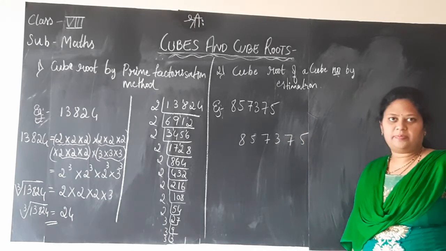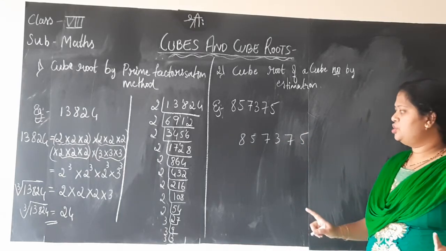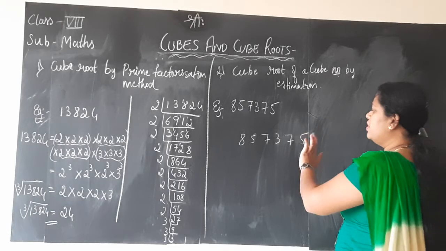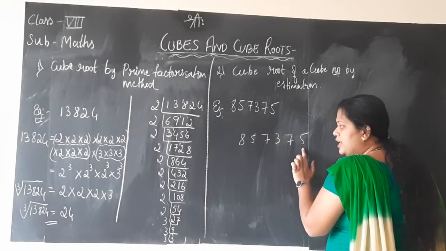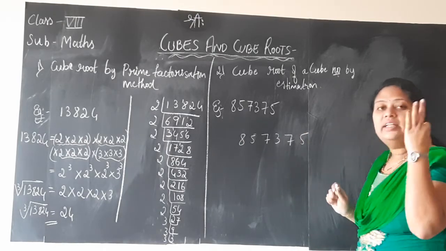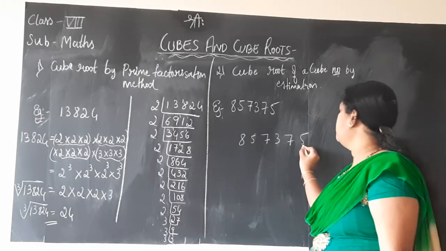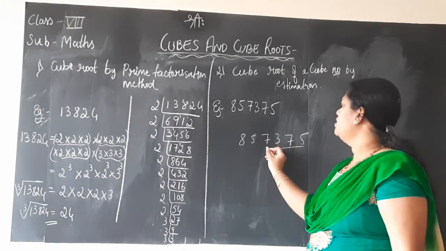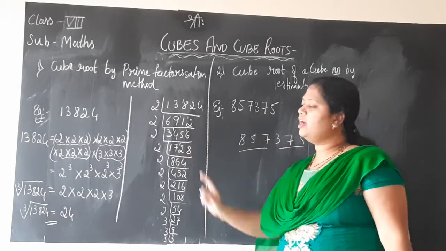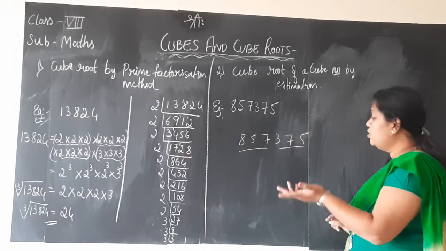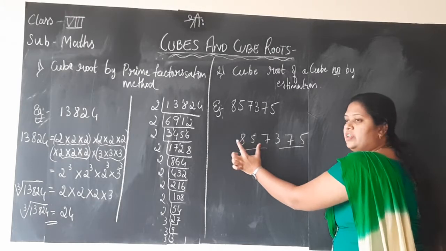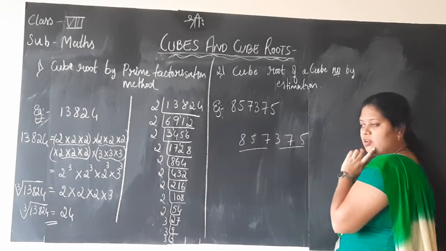857375 is the question. First step, what you should do is, children, from the right hand side you should group three digits. From the right hand side you should group 3 digits. Again the remaining 3 digits. Again, if you have more, keep on grouping them in terms of 3 digits throughout.